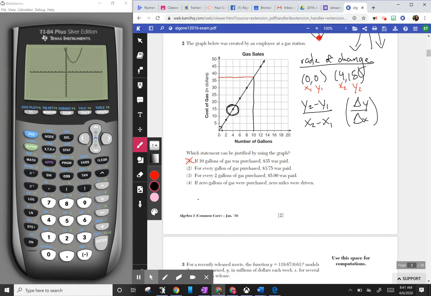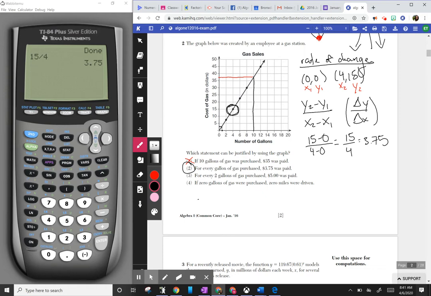So let's subtract the y's first. We get 15 minus 0. Now subtract the x's. We get 4 minus 0, which is just 15 divided by 4. And always check small math like this on your calculator. Why not? We get 3.75. Okay, and 2 says, for every gallon of gas purchased, $3.75 was paid. So the answer is going to be 2.